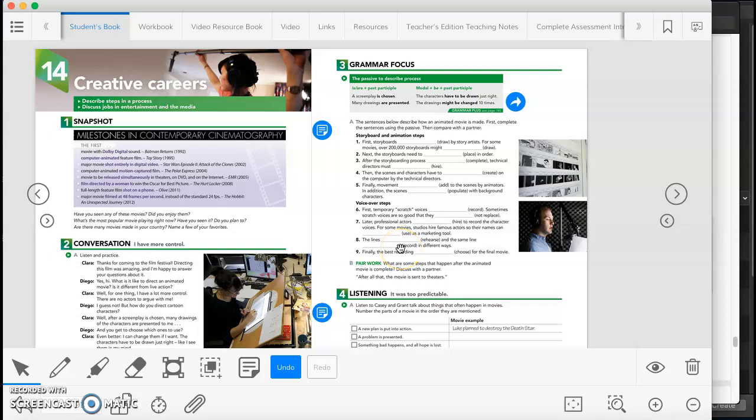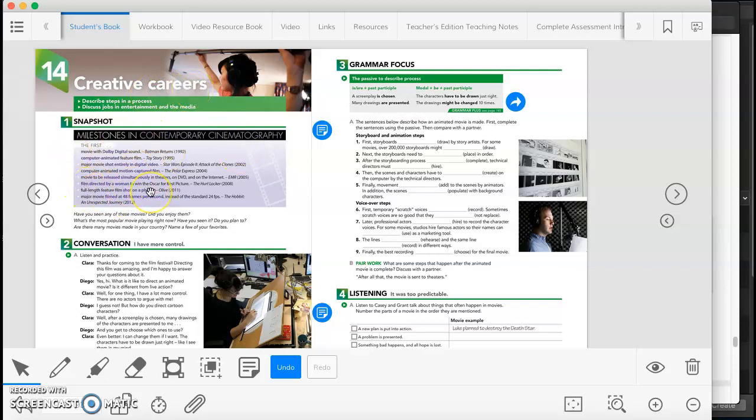Hello guys, so today we are going to start working with unit 14. This unit is called Creative Careers, and in here we are going to learn how to describe steps in a process and how to discuss jobs in entertainment and the media. So basically in here we are going to be talking about different kinds of careers.